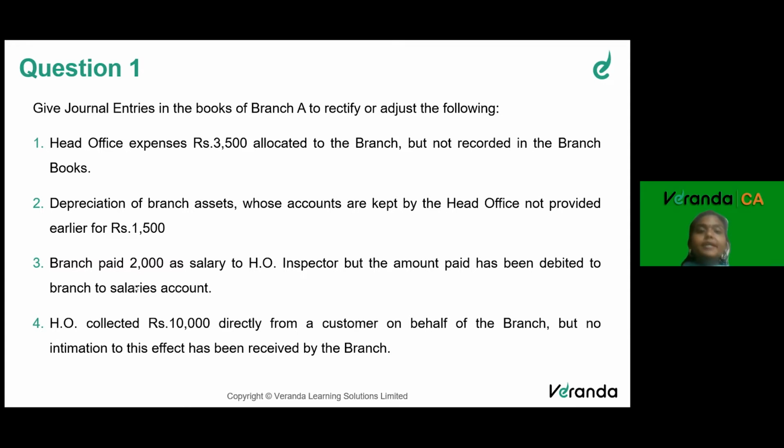Now the branch paid 2,000 as salary to a head office inspector, and this has been wrongly debited to the branch's salaries account. How do I rectify this? It's not unrecorded, but in the wrong ledger. It's not my staff's salary. If it's my branch staff, then salaries can be debited, but it's not the branch's staff. Then how do I rectify this?